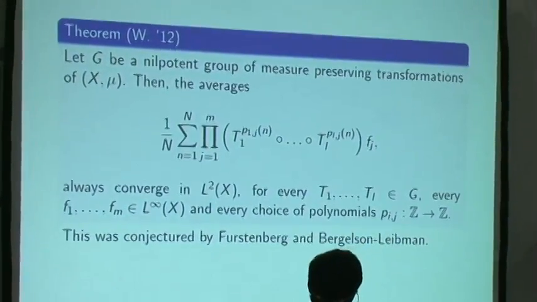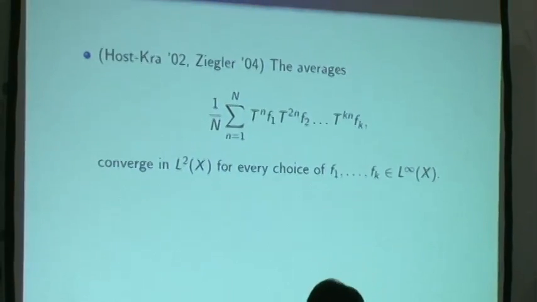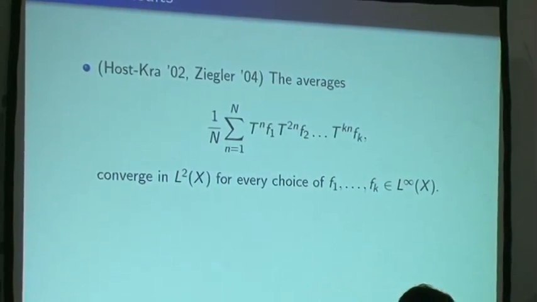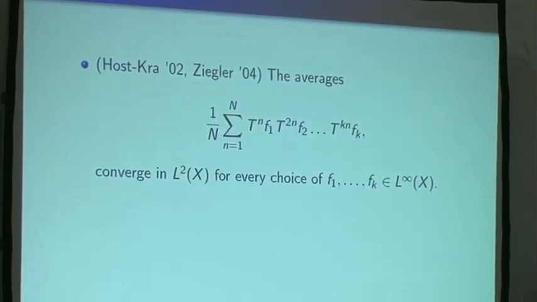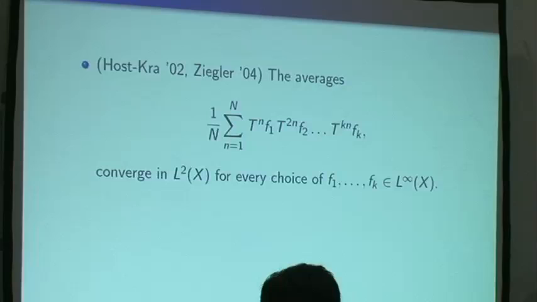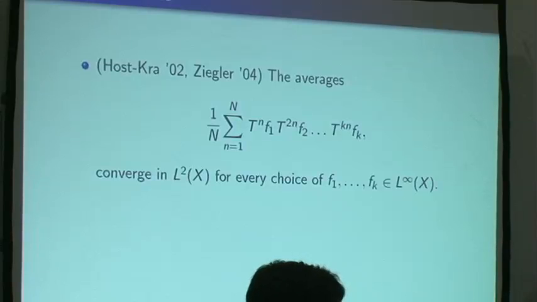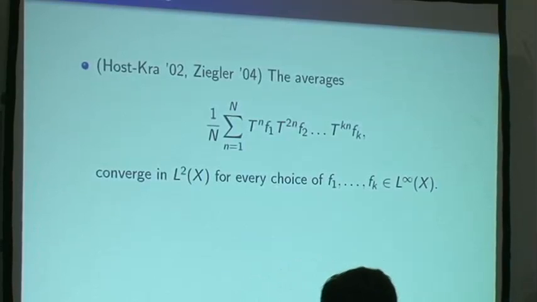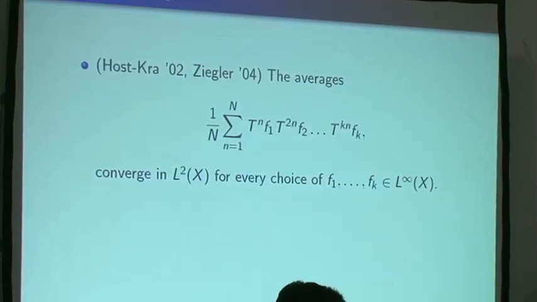So let me tell you some known work towards this. There is a very famous result of Host and Kra, with a different proof later given by Ziegler, which says that the averages, when you have one transformation and you go along an arithmetic progression, always converge in the L2 norm for every choice of functions. So this will correspond to a cyclic group.